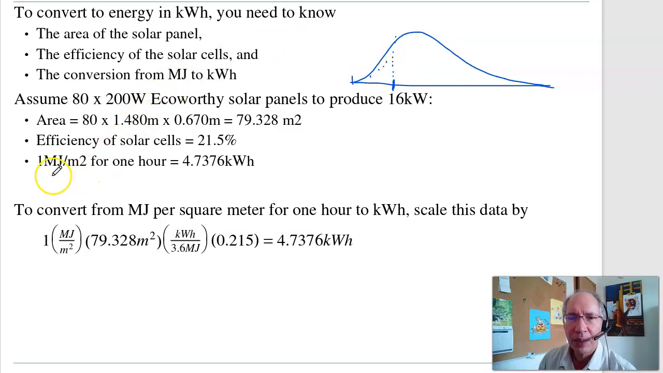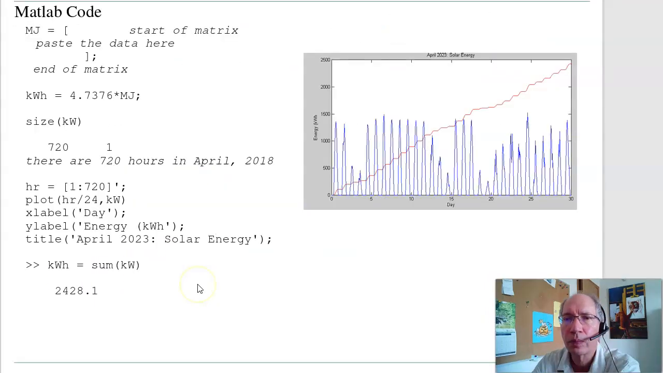And converting megajoules per square meter into kilowatt hours, I can do this equation. 1 megajoule per square meter, get the meters to cancel. I've got 79 square meters, so these cancel. 1 kilowatt hour is 3.6 megajoules, so these cancel. And I'm at 21% efficient. So 1 megajoule per square meter of sunlight is going to produce 4.73 kilowatt hours every hour. So there's my conversion. To convert from megajoules to kilowatt hours, I multiply by 4.7376.